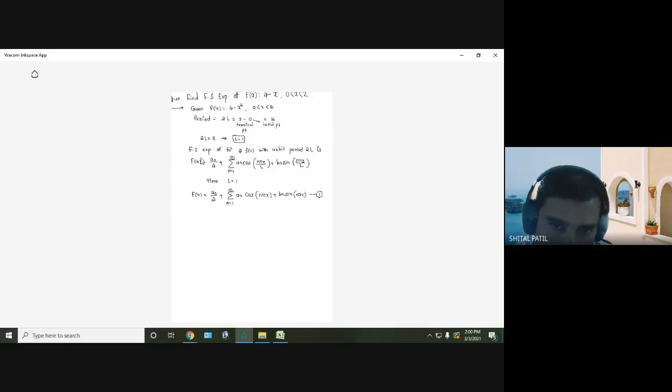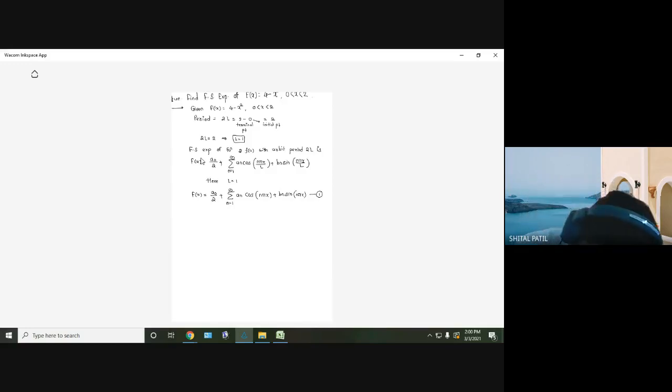Here, a naught equals, what is the formula? 1 upon L. Then what is the interval? x equal to 0 to 2. So you write it directly, 0 to 2 f of x dx. So what is L? 1. So 1 upon 1, 0 to 2. What is f of x? 4 minus x square dx. Integrate it. Integration of 4x.